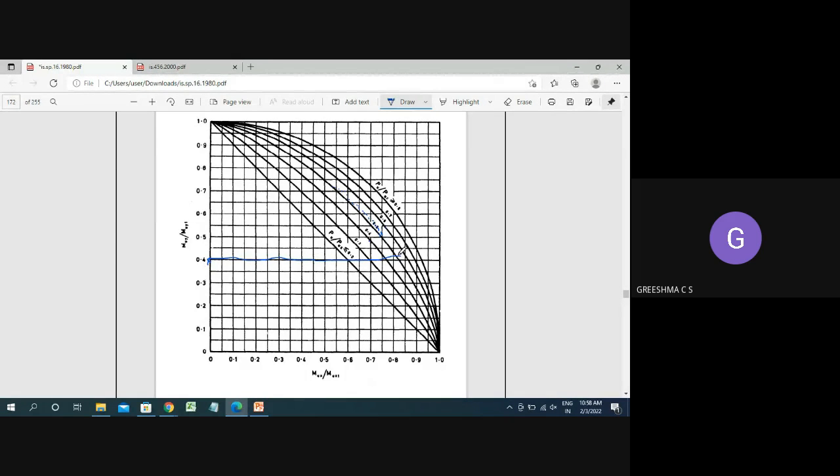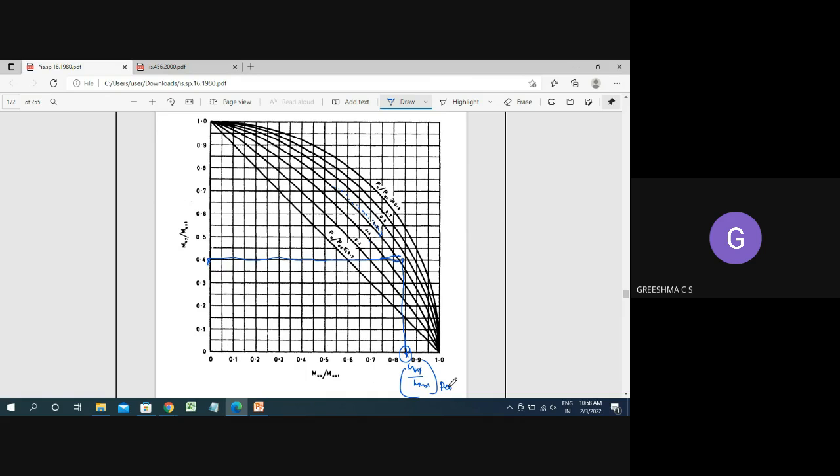1444.4. Here it will intersect, somewhat here it will be intersecting. Drop it down to somewhere. Okay, so this point is your MUX divided by MUX1 permissible as per the IS code. Are you getting this? We are going to find out the permissible value for MUX and MUY.